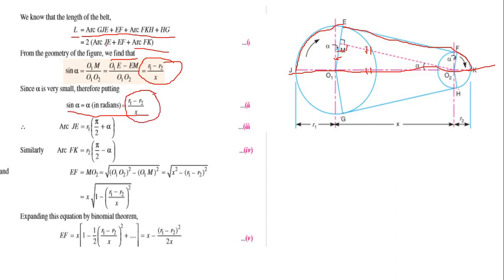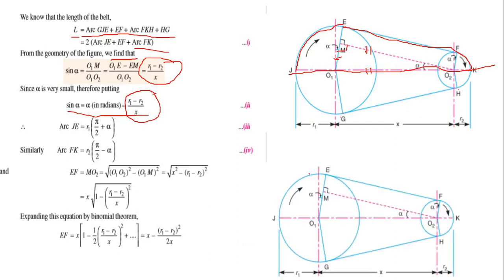Now student, what is the value of JE? We can see here JE is an arc, and the arc length is theta into radius. Now what is the total theta? This center line is at 90 degrees, and this extra angle made is called alpha. So the total angle between J and E is 90 plus alpha. The radius is R1, so the arc is written as R1 into pi by 2 plus alpha. So this is JE.